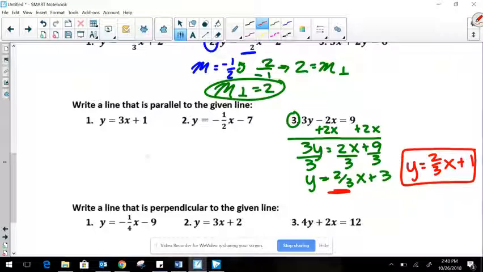So for these two examples, all I'm doing is keeping this first part the same. Y is equal to 3x. You can write whatever y-intercept you want for your answers for 1 and 2.